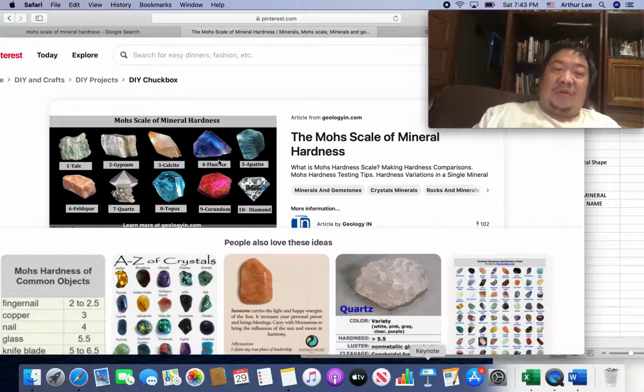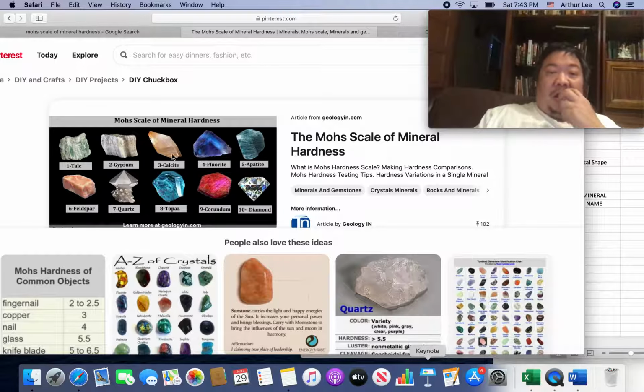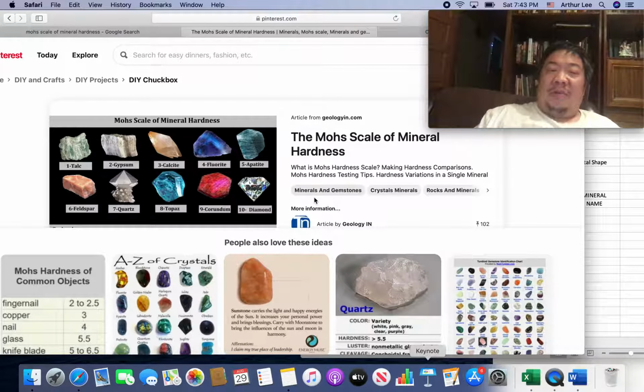Would a talc be able to scratch a fluoride? No, because it's softer. It's got a lower number. So hardness is one thing we can use to identify minerals.